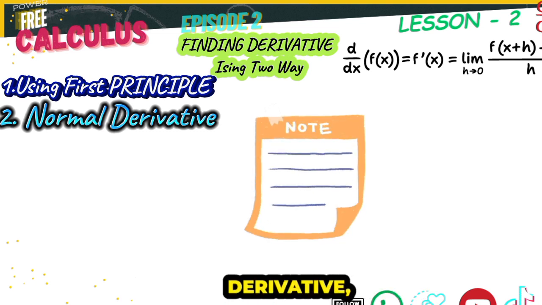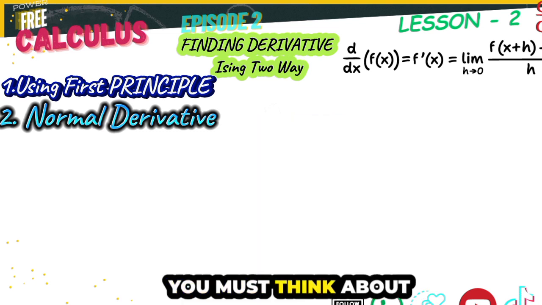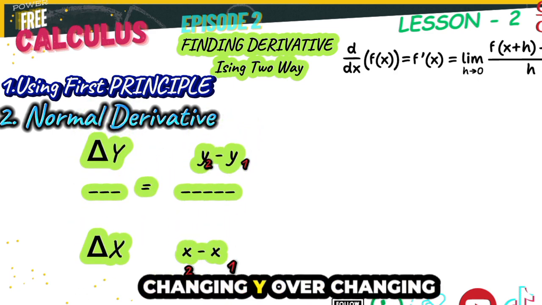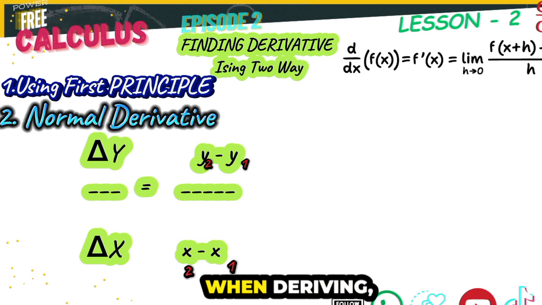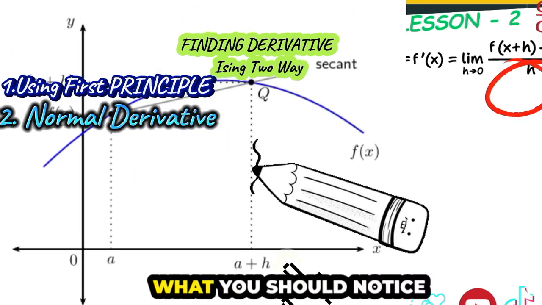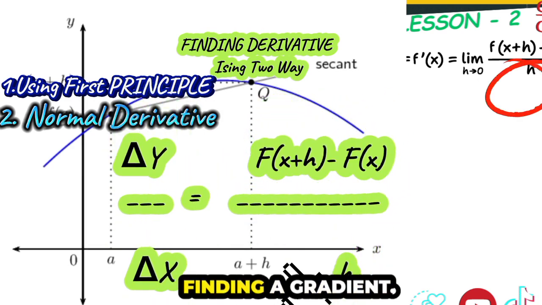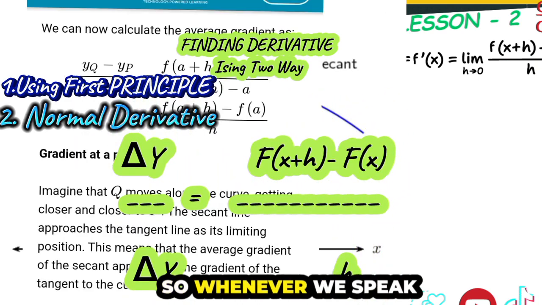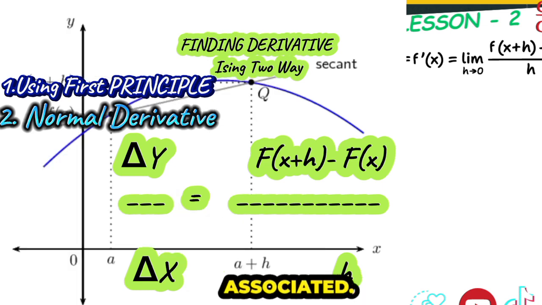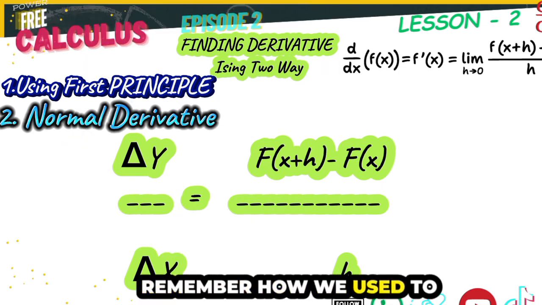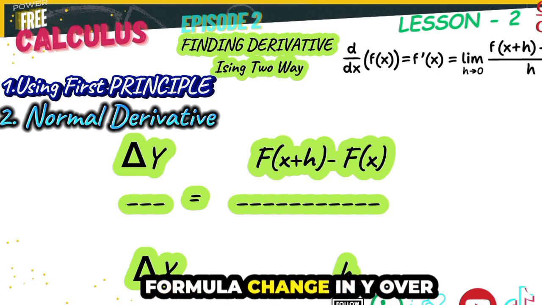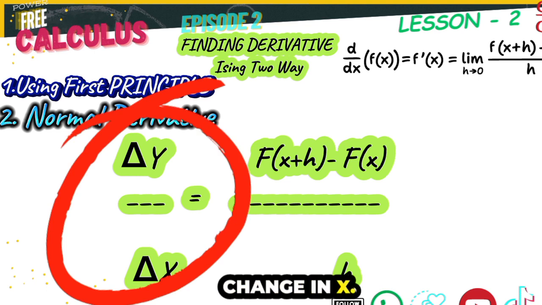Whenever we speak about derivative, you must think about associating with gradient. Remember how we use changing y over changing x for 2 points. When deriving, we try to narrow down the value of h. Derivative is like finding a gradient. Remember how we used to find a gradient given 2 points using the formula changing y over changing x.